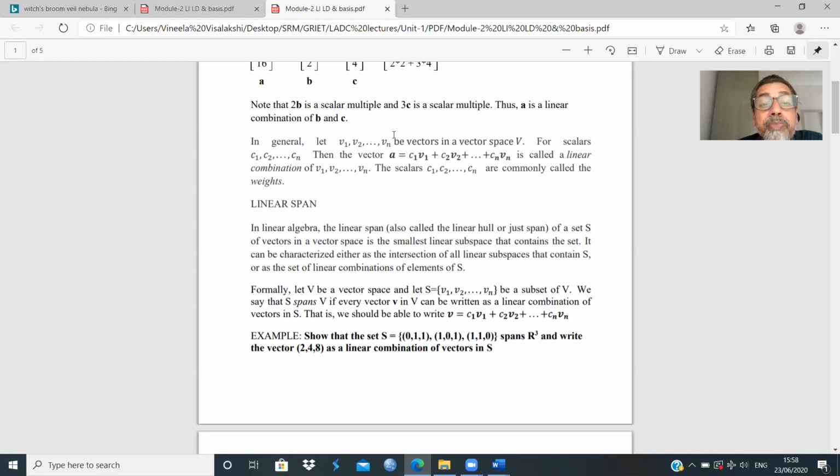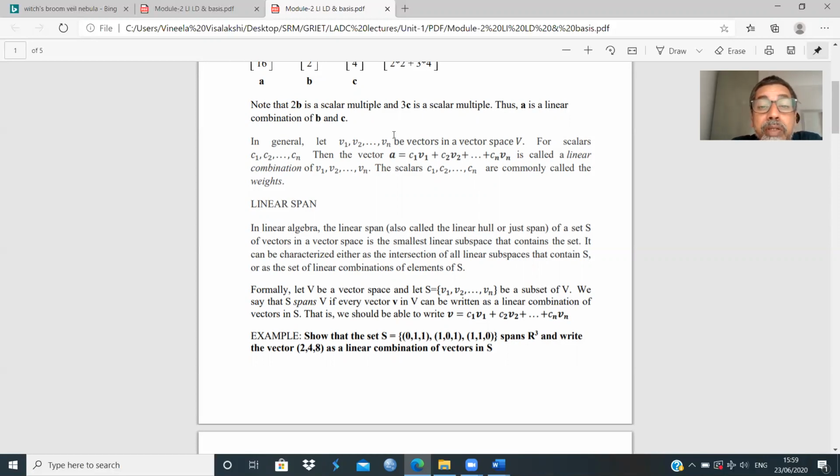Now formally, if v1, v2, etc. vn are vectors in a vector space V, then for scalars c1, c2, etc. cn, the vector A equal to c1 v1 plus c2 v2 plus, etc., cn vn is called a linear combination of the vectors v1, v2, etc. vn. The scalars c1, c2, etc. cn are commonly called the weights.